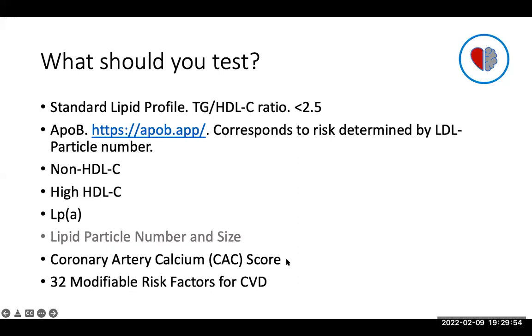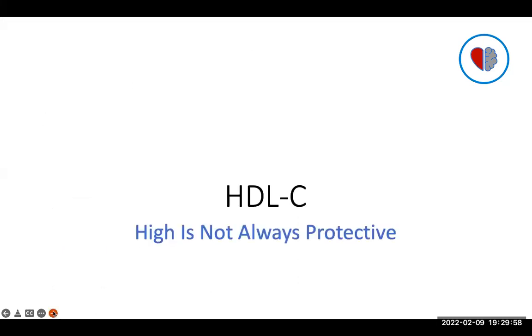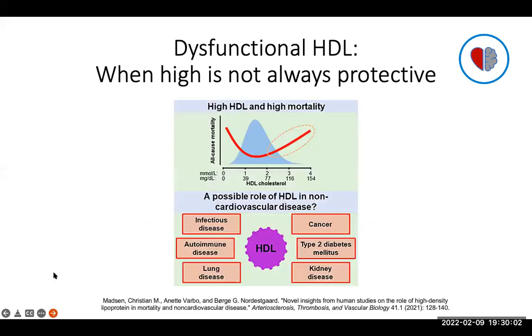Next is a CAC score. And then, of course, my 32 modifiable risk factors for cardiovascular disease. So HDL-C is not always protective. This is a very good paper to read, in case you want to take a screenshot of this.